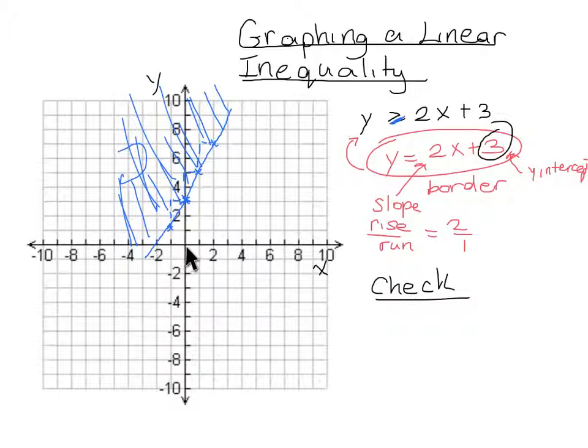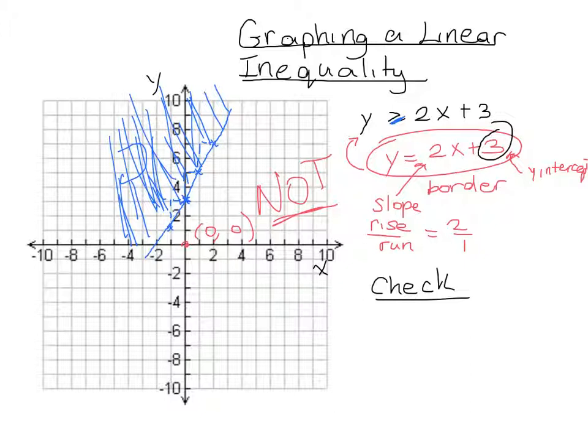Now, you might notice I was pointing to 0, 0. That's because 0 and 0 are really easy and quick numbers to plug in. So I'm going to actually test that point, 0, 0, which should not be a solution. I'm going to test it to make sure it's not. And if it isn't, then we can be sure that we have shaded the correct side of our line. All right, so let's test 0, 0 and make sure it's not a solution.